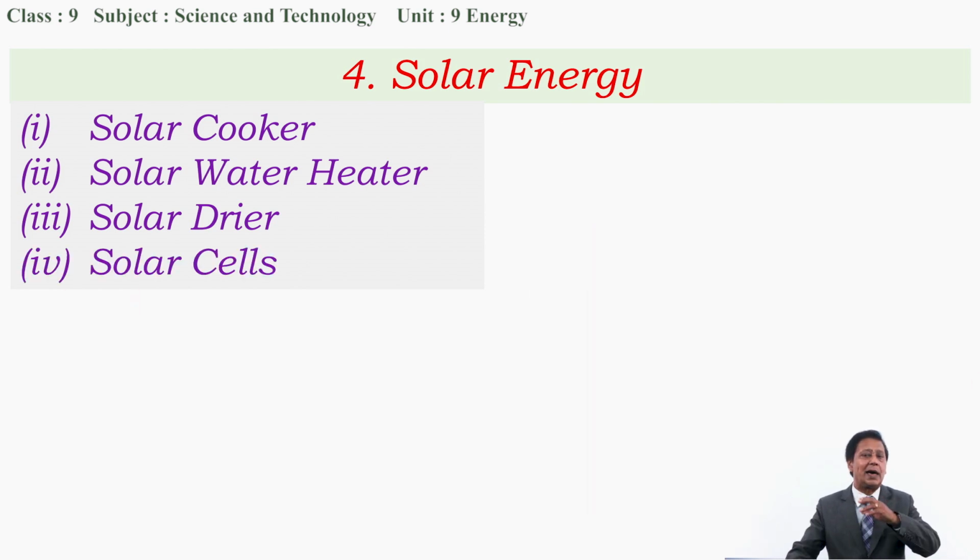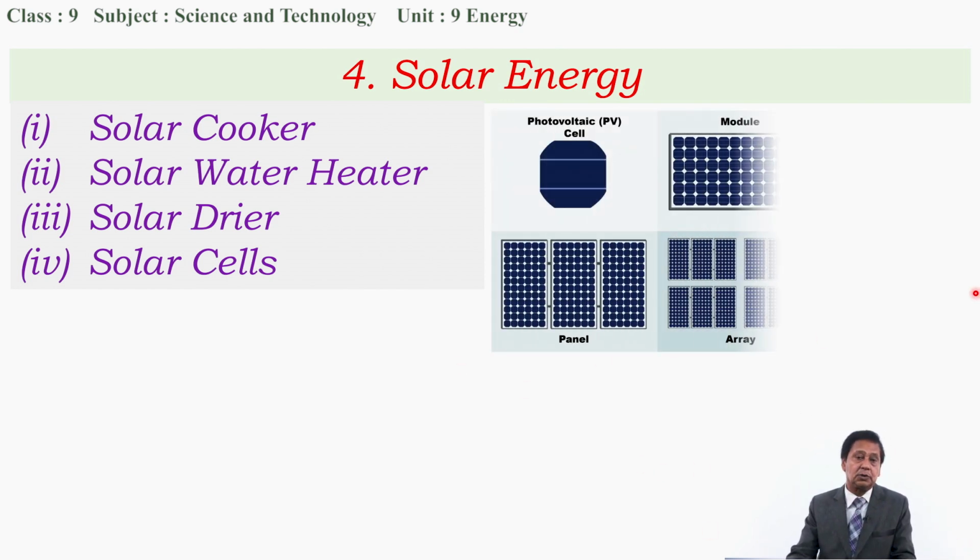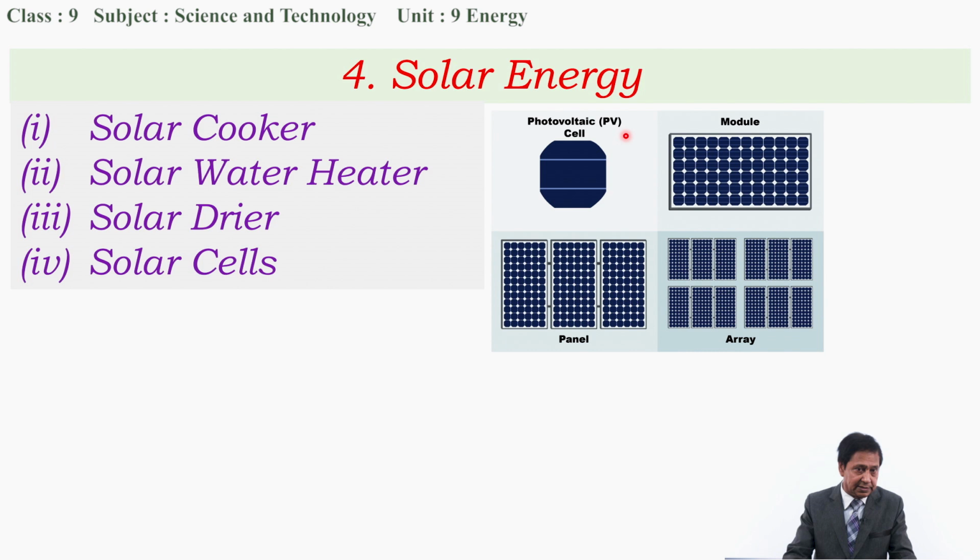Now next is solar cells. Solar cells are used to convert solar light energy into electrical energy. This is a single cell. When cells are arranged in this way, they form a solar module, and if solar modules are connected to each other, they form a solar panel, and if solar panels are connected to each other, they form a solar array.